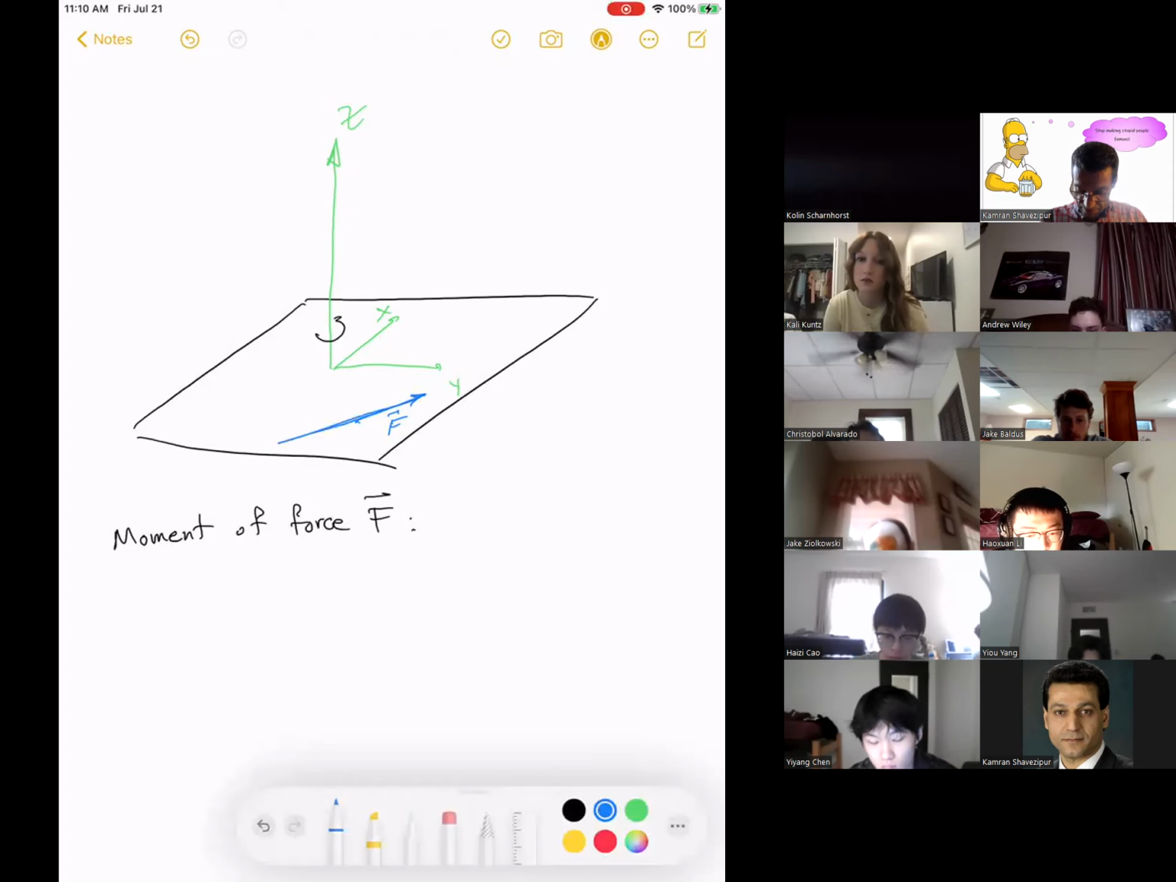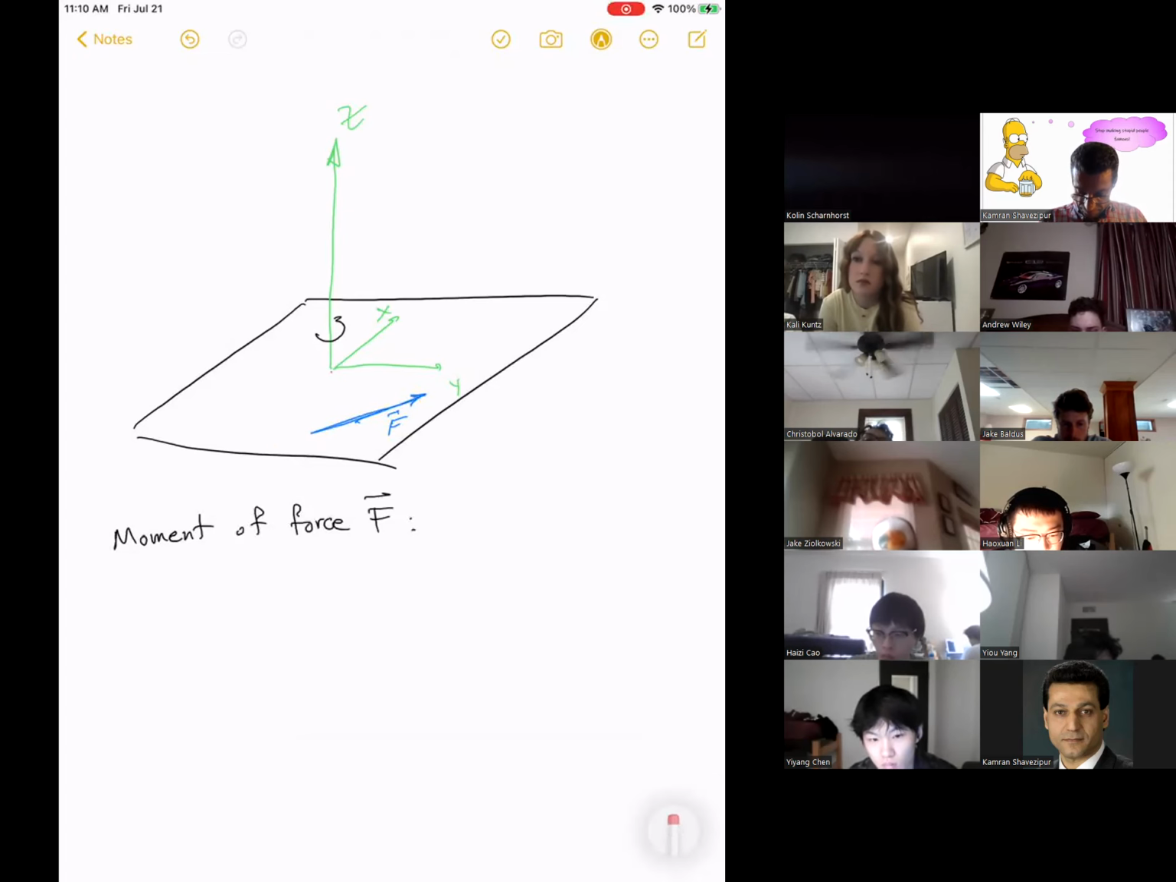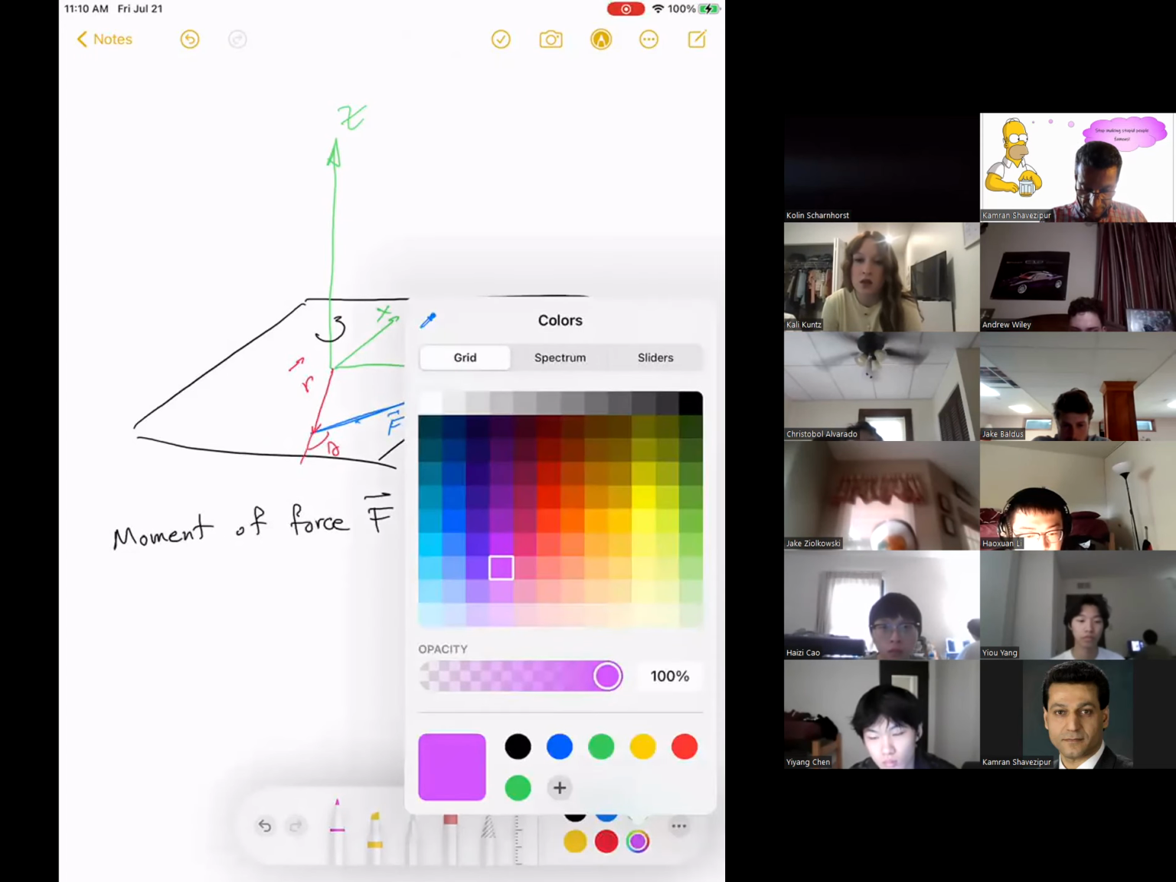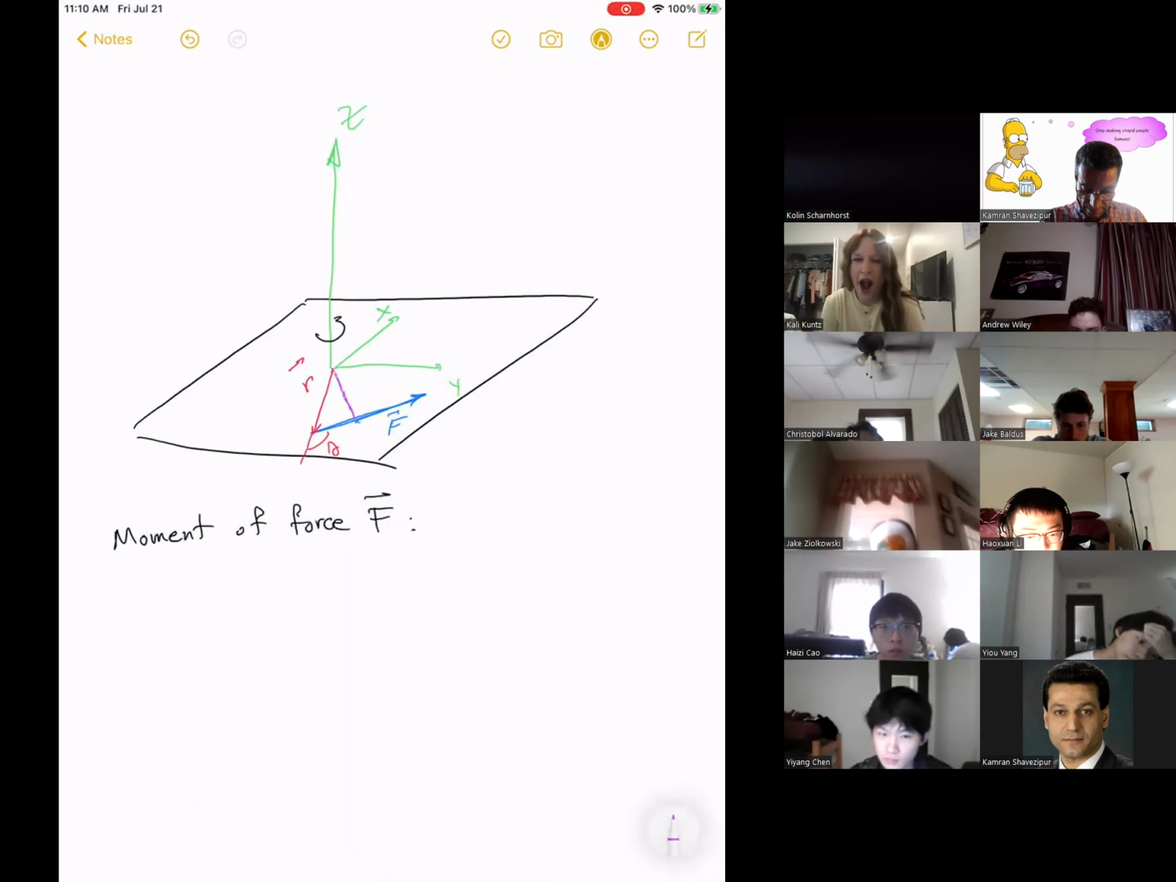If this is the position vector of where F is applied, and the angle between them is theta, what we do is determine the perpendicular distance, this d, and the moment of the force is going to be F times d, right?